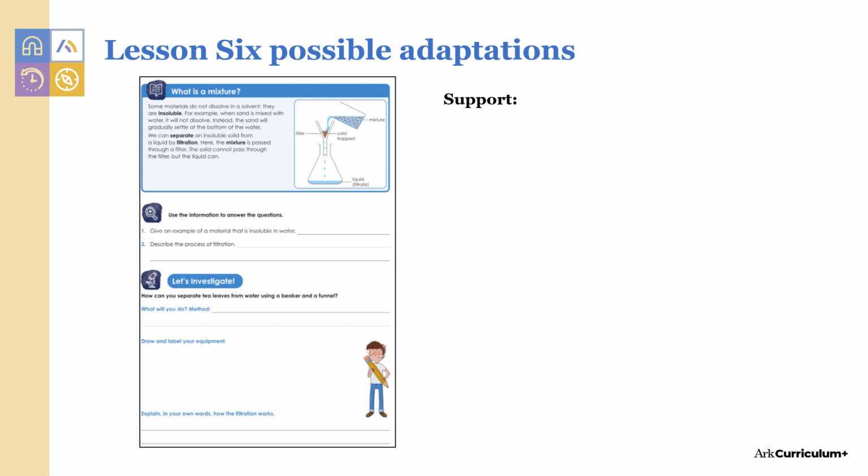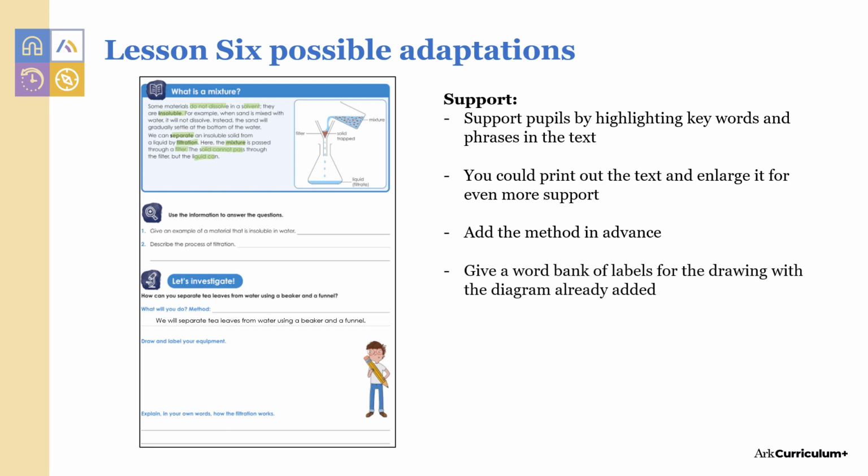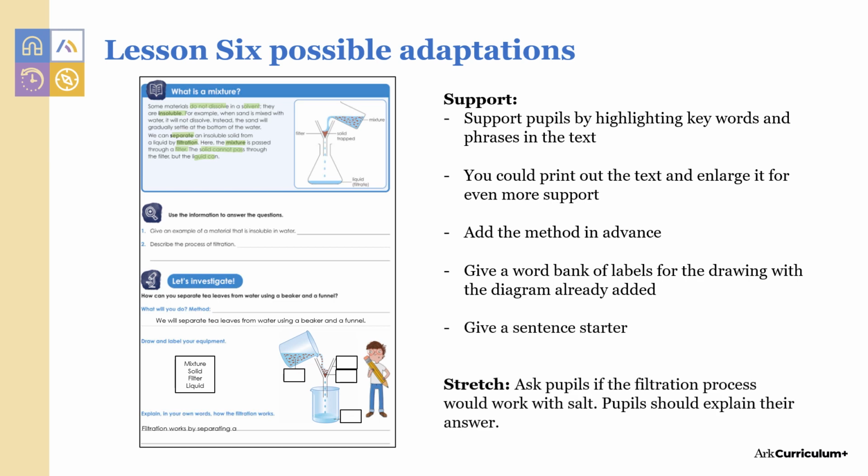In Lesson 6, pupils read a text, answer questions and undertake an investigation. Support them by highlighting keywords and phrases in the text, by printing out that text and enlarging it for even more support, by adding the method in advance, by giving a word bank of labels to the drawing with a diagram already added, and by giving a sentence starter. Stretch pupils by asking them if the filtration process would work with salt. Pupils should explain their answer.